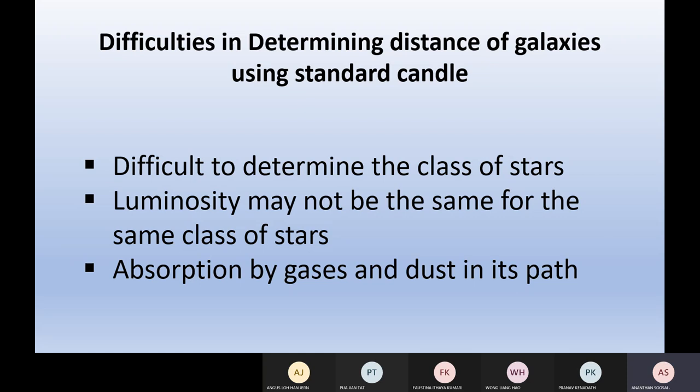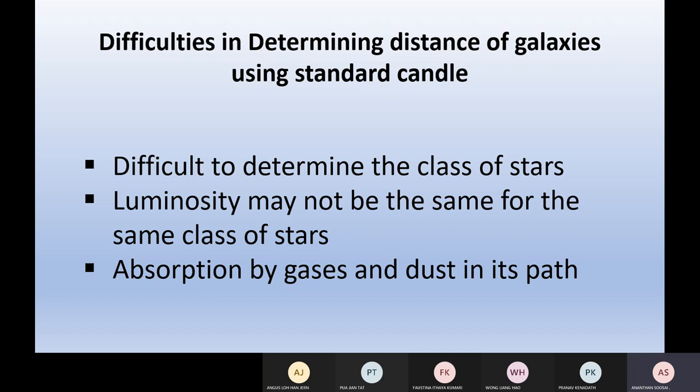It depends on the surface temperature of the star, how much temperature the star possesses, and it depends on the size of the star. So taking the luminosity as the same, the luminosity may not actually be the same. So the distance they mentioned might be wrong. And of course, the third factor is also quite dominant.